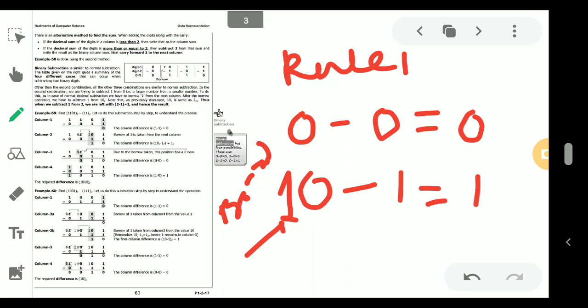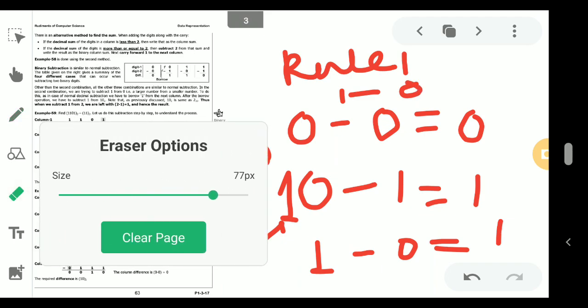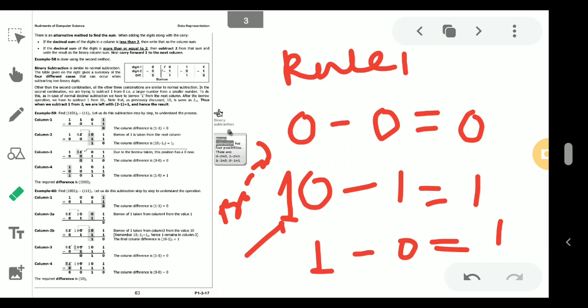The next rule is 1 minus 0, the answer is 1. And the last rule left is 1 minus 1. Sorry, I will erase this page and then it will be helpful for you. Okay, so these are the rules.